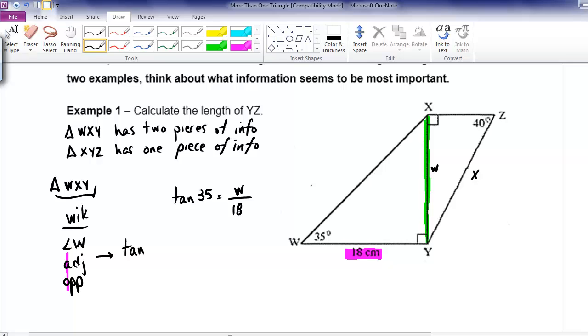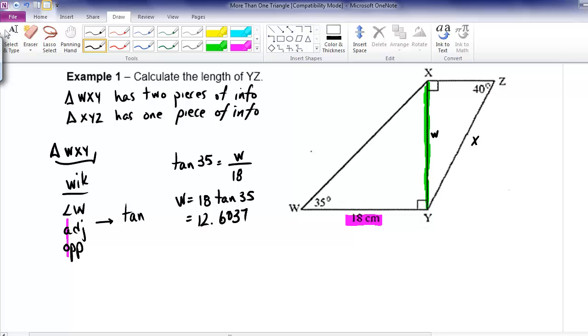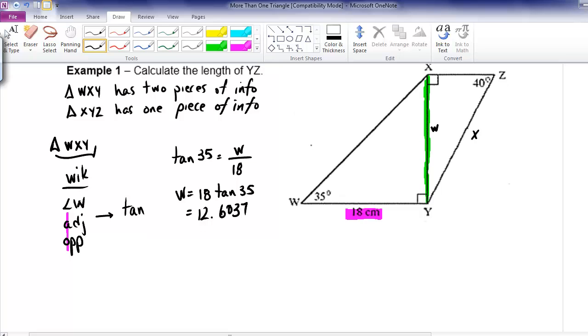I'm going to go ahead and solve that. I multiply both sides by 18, and when I do that, I get w is equal to 18 tan 35. When I push those buttons on my calculator and round it to 4 decimal places, because this is an intermediate calculation, I figure out what side w is. Now that I've done that, I have to use that information in order to answer the question. Ultimately, what I have now in the right side triangle, triangle XYZ, is two pieces of information, and now I should be able to go ahead and answer the question. So let's have a look.